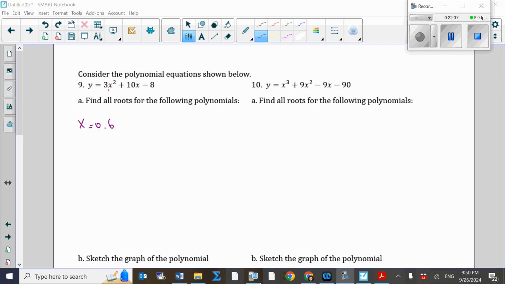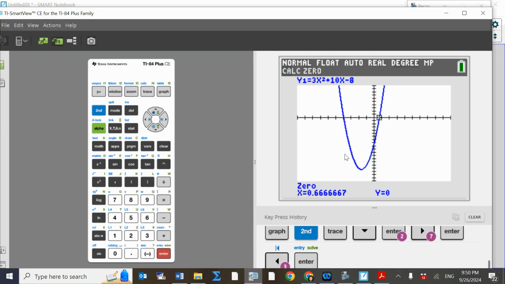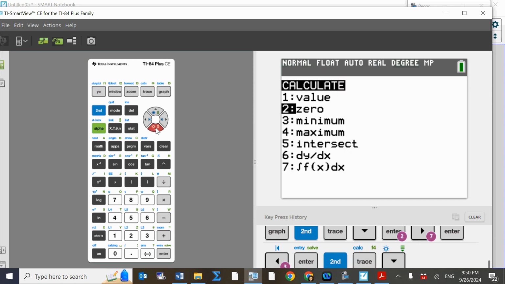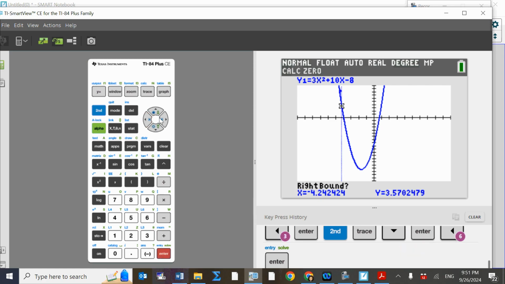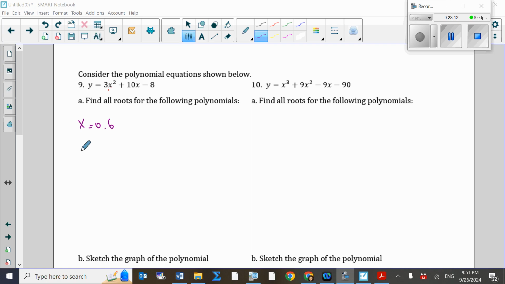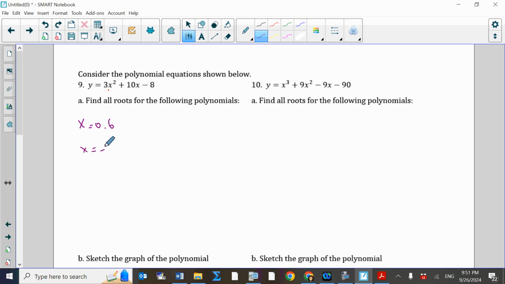Let's find the next one. For this one, again, I'm going to do second trace and go to 0, enter. And it's asking what is the left bound. Move the cursor to the left side of this 0. Enter. And then move the cursor to the right side of that. Anywhere on the right side is okay. Then move it almost to the top. Then enter. It's equal to -4. So the next 0 is equal to -4.